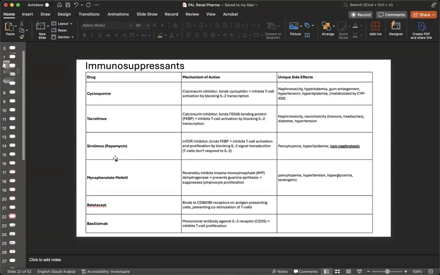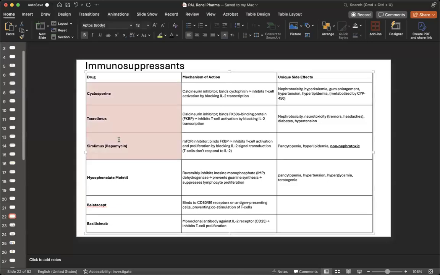Immunosuppressants. So this is the immunosuppressants table I created. The most important three drugs are going to be these three: cyclosporin, tacrolimus, and sirolimus. Mycophenolate, I think you learned before. Belatacept and basiliximab are not as high yield as these three bangers.